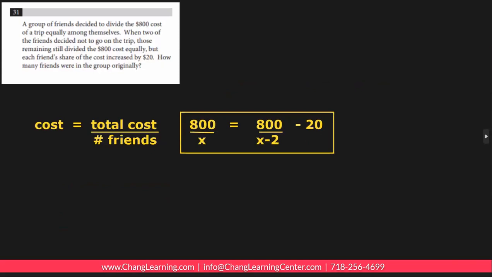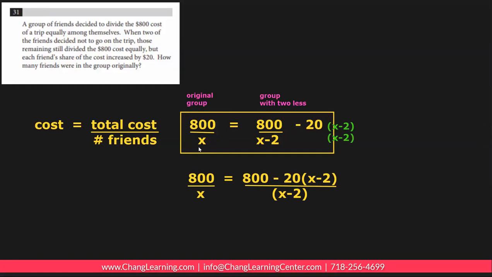Question 31. A group of friends decide to divide the $800 cost of a trip among themselves. Two of the friends then decide not to go on the trip. Those remaining still divide that $800 cost equally, but each friend's share is now increased by $20. How many friends were in the group originally? Well, if you want to solve it algebraically, then it's $800 divided by x friends is the same as $800 divided by 2 less, x minus 2. But since that's $20 more, you have to offset that by a minus 20 on the right side.